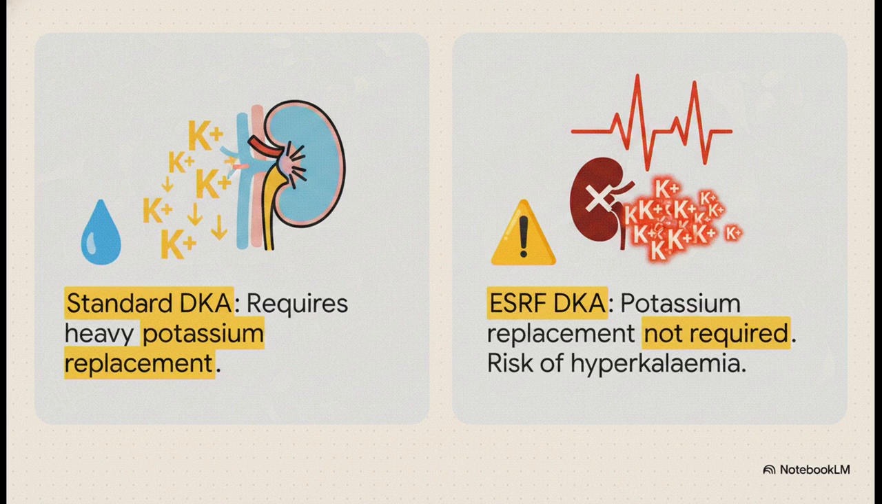Think about it. In standard DKA, patients are losing massive amounts of potassium through osmotic diuresis, which is why we usually replace it so aggressively. But your ESRF patients, they don't have that diuresis. They aren't losing the potassium. Because of that, potassium supplementation is usually not required for them. In fact, their severe acidosis can trigger rapid, fatal hyperkalemia. For these patients, continuous cardiac monitoring is an absolute must, and you've got to loop in the renal or critical care teams right away for potential hemodialysis.